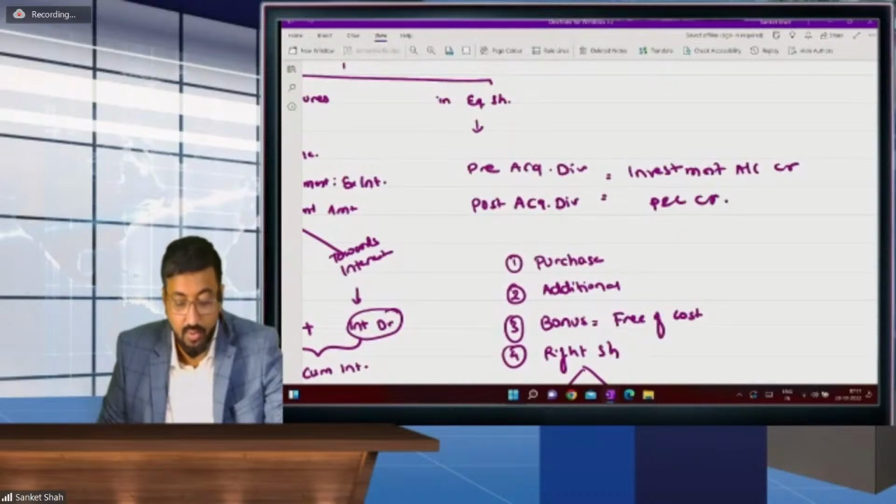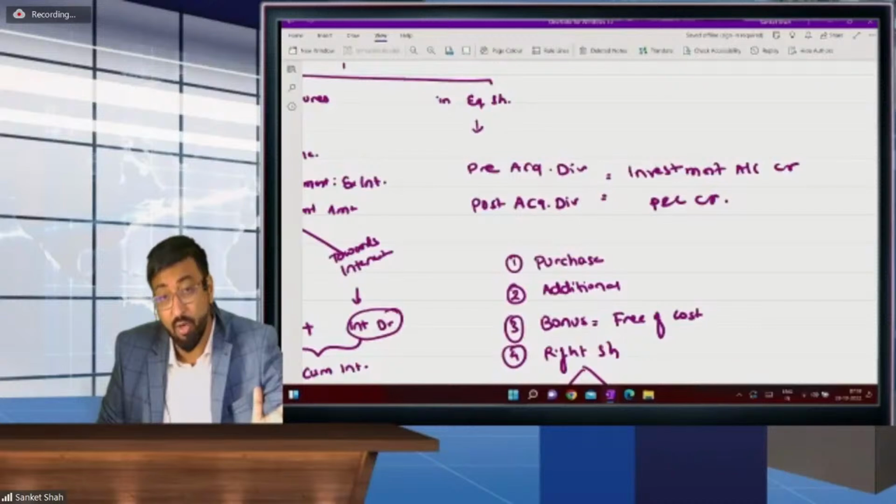Very good. So pre-acquisition dividend means shares are not with me, but still I'm getting a dividend because I'm an investor on the cutoff date. So that's why I'm getting that dividend, but I'm not the right person to whom the dividend belongs. And therefore, whatever dividend I received, I will credit it to the investment account. It's very simple. And in case of post-acquisition dividend, because I'm the holder in the last year also and on the cutoff date also, in that case, I will credit the post-acquisition dividend to the P&L account.